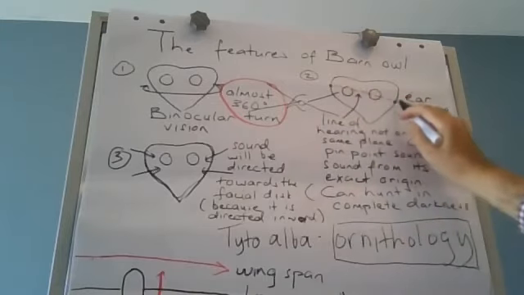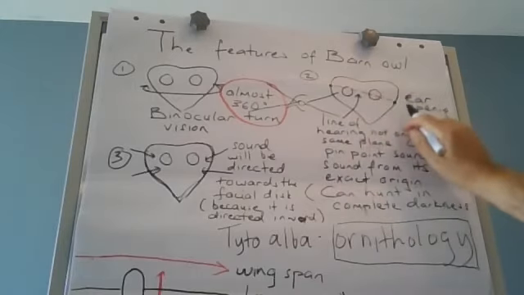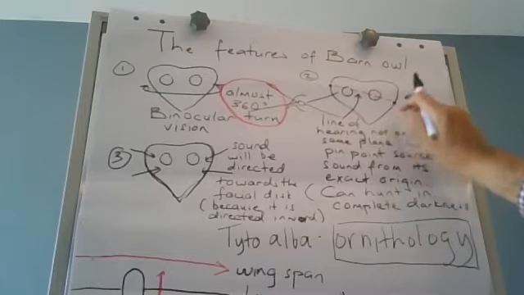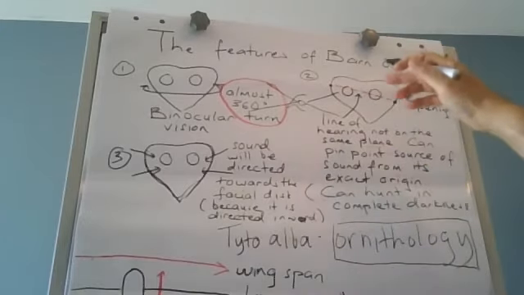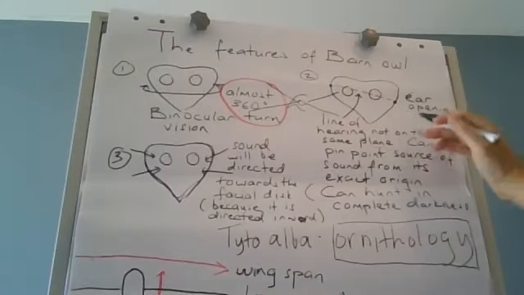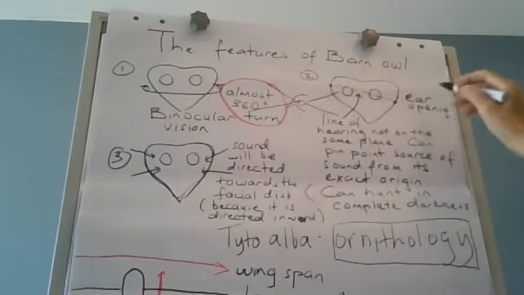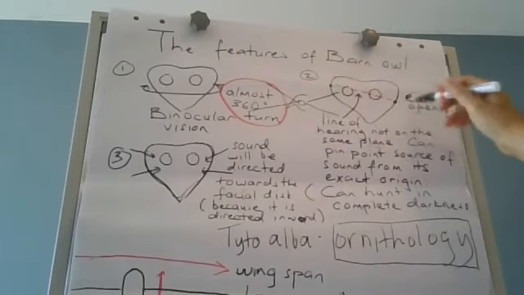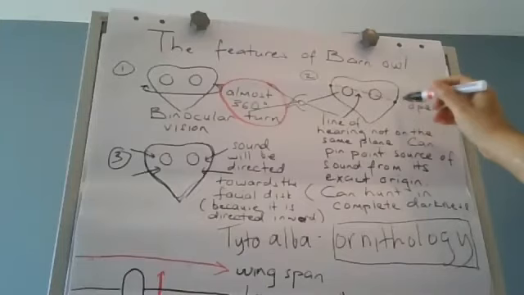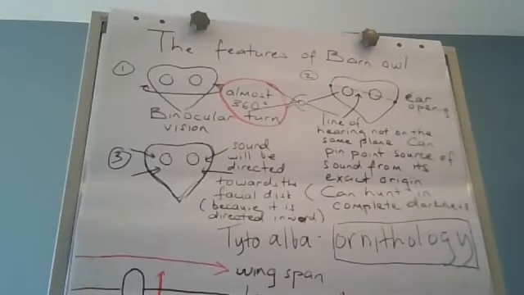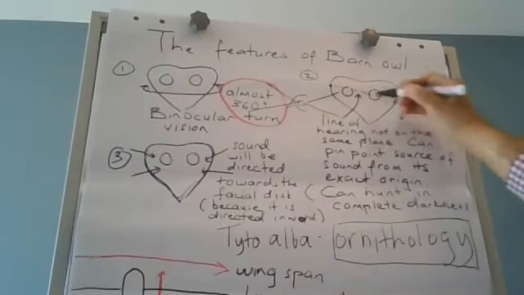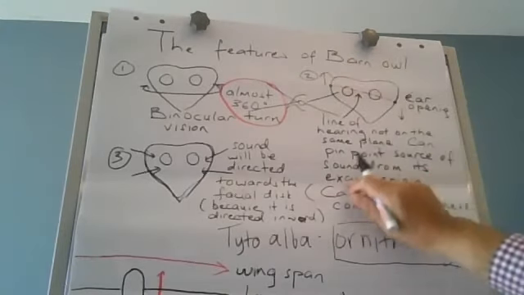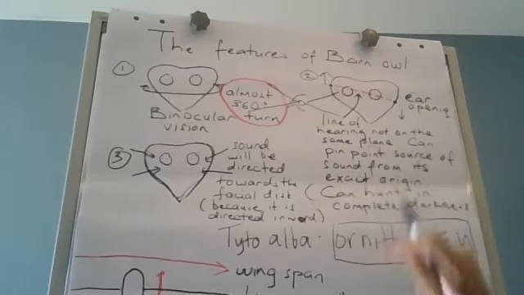And by having that skewed position of the ear opening, one is above and the one below. If we cut across, one of the ear openings is positioned above, and the other ear opening, the left ear opening, is positioned downward. And there is a reason for that. It can pinpoint the source of sound from its exact origin.